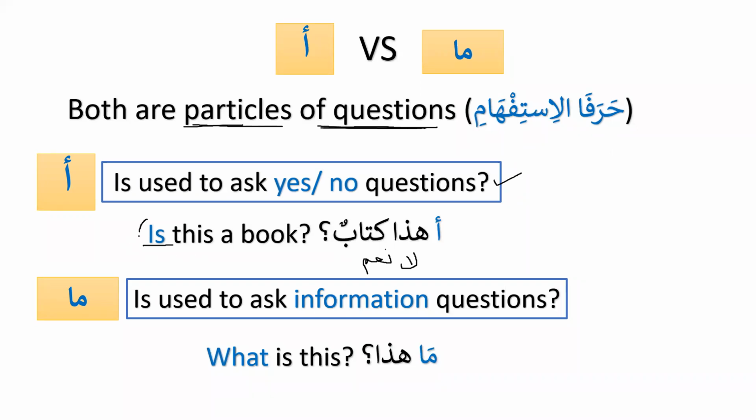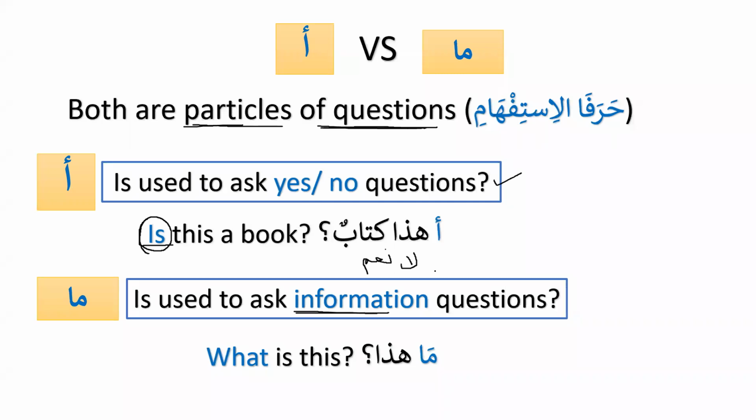In English, you can see, it is a yes-no question. It starts with is or am, and the answer is always yes or no. Ma is used to ask information questions. What is the meaning of information questions? Now, the answer will not be yes or no. The answer cannot be yes or no.